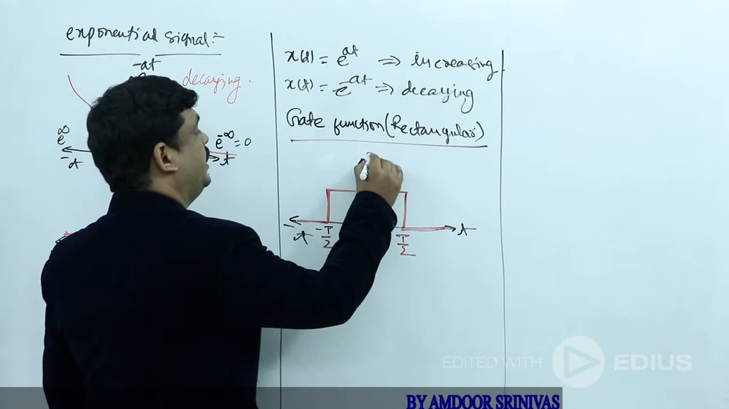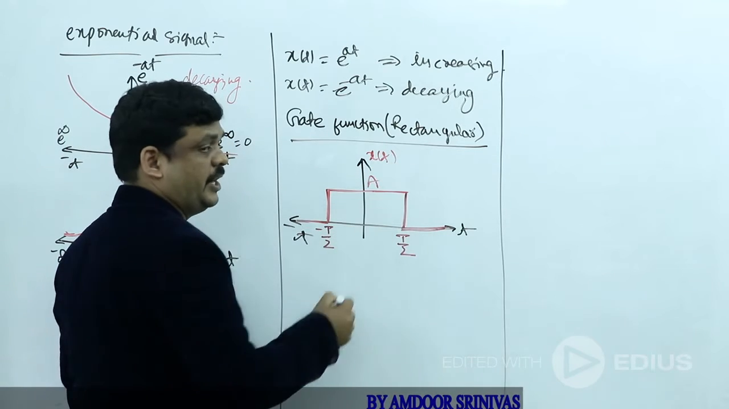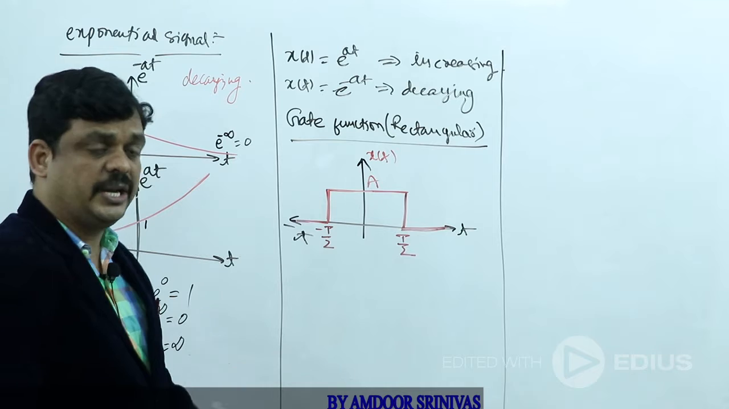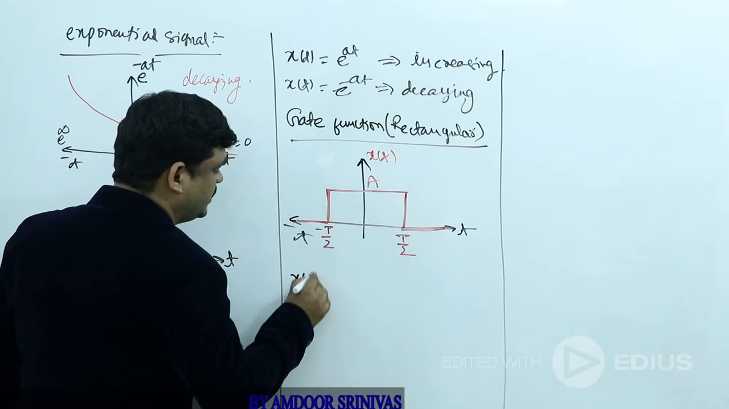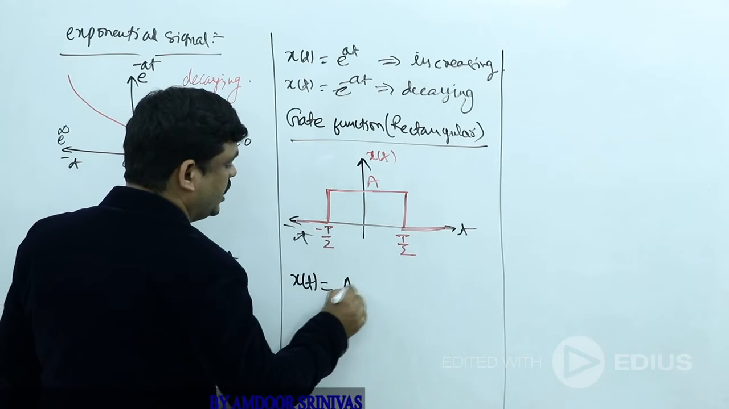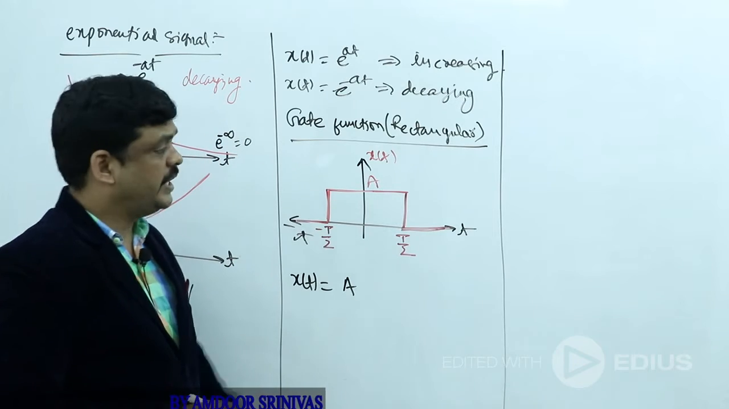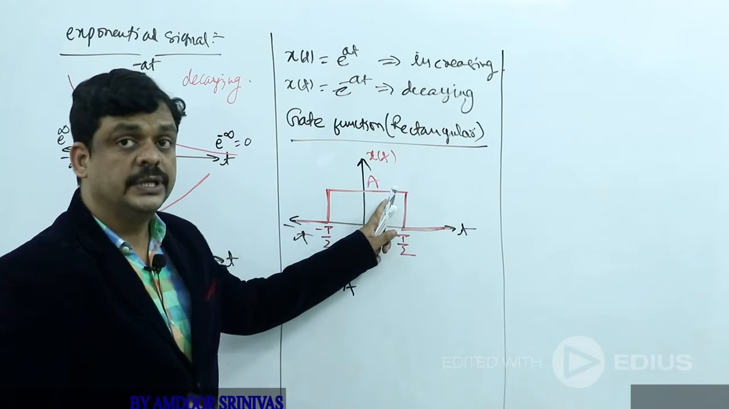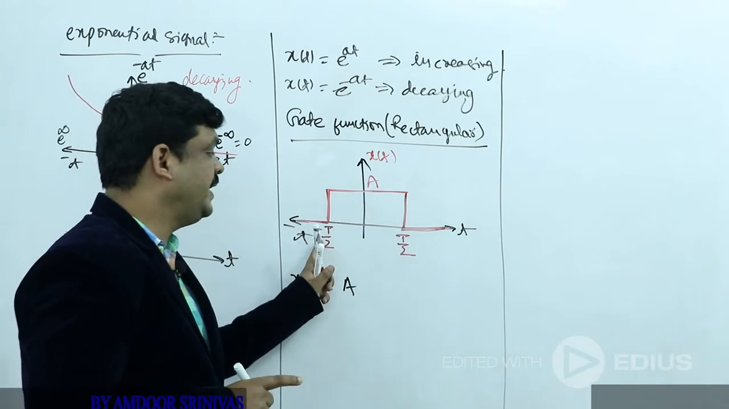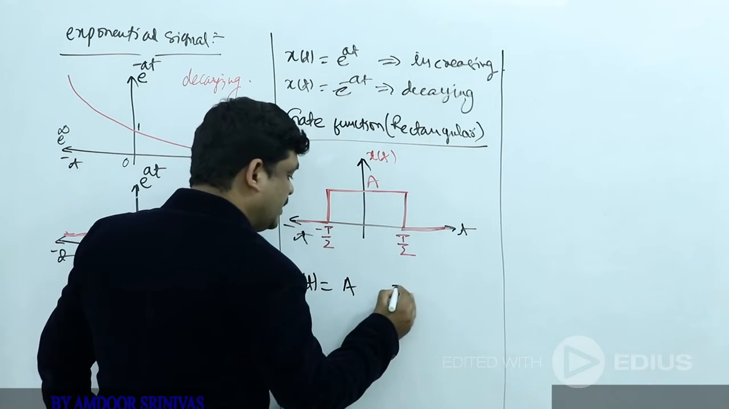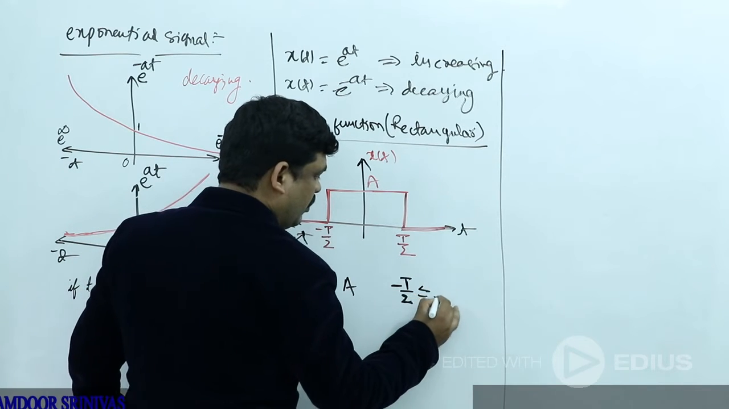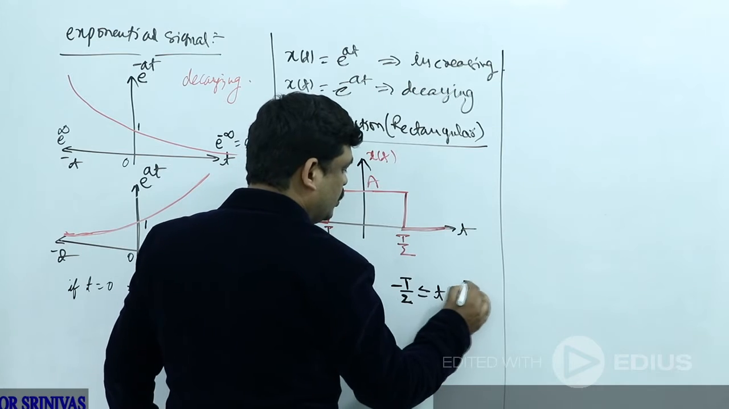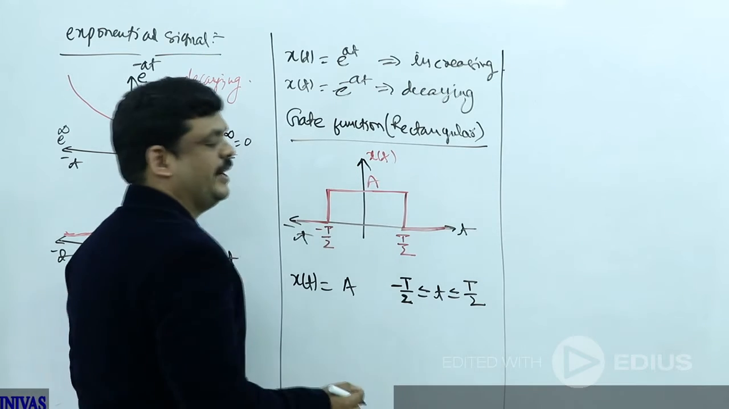Now, this is the graphical representation. Similarly, we have to define the functional representation. The functional representation is like this: x of t is equal to constant amplitude A. This amplitude is defined from minus T by 2 to plus T by 2, so minus T by 2 is less than or equal to t, which is less than or equal to plus T by 2.